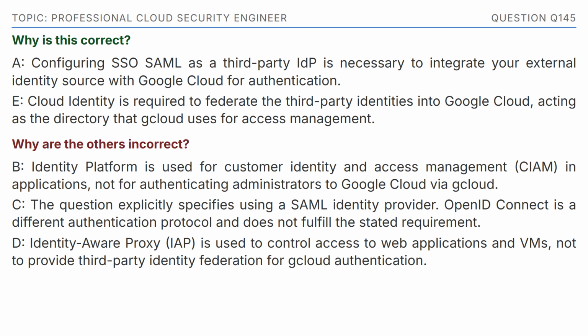B. Identity Platform is used for customer identity and access management, CIAM, in applications, not for authenticating administrators to Google Cloud via the command line. C. The question explicitly specifies using a SAML identity provider. OpenID Connect is a different authentication protocol and does not fulfill the stated requirement. D. Identity-Aware Proxy, IAP, is used to control access to web applications and VMs, not to provide third-party identity federation for cloud authentication.